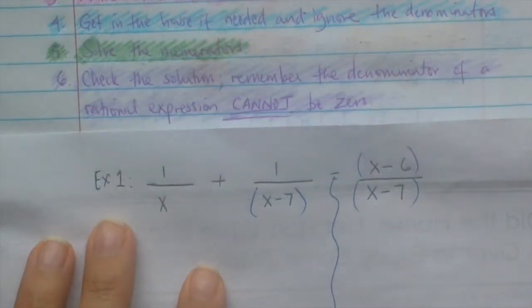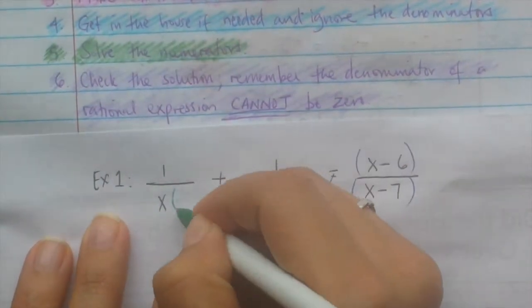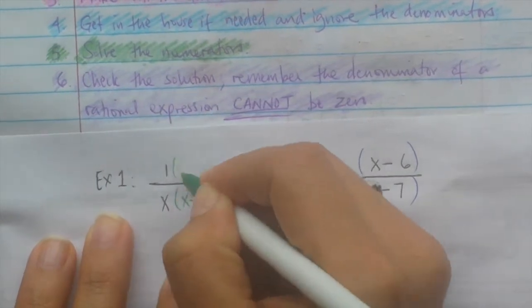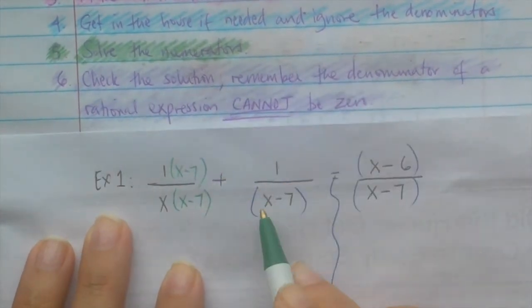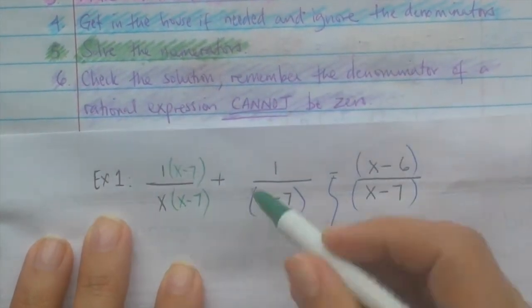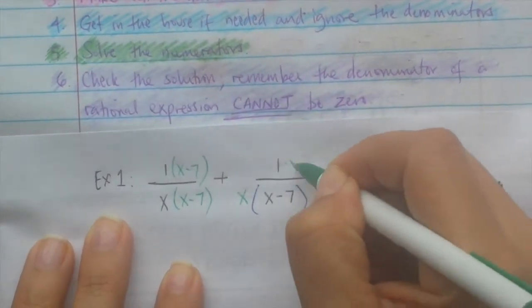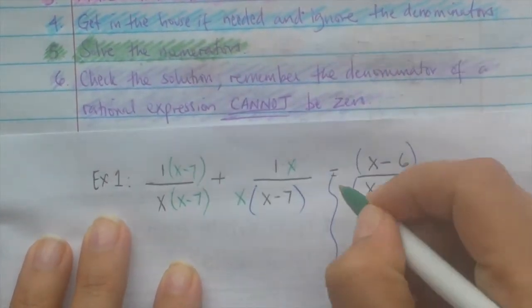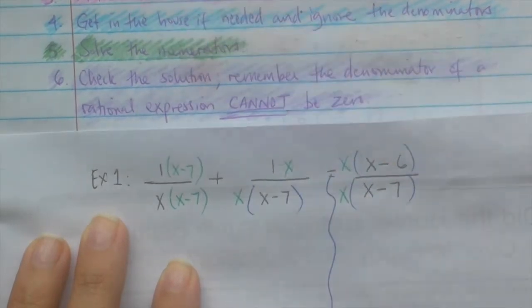Okay, so what do I need? I need x minus 7 on this first one. So if I do it to the bottom, I'll do it to the top. On this second one, I need an x, so it can look like that. So an x, if I do it to the bottom, do it to the top. And on this one, I need an x. If I do it to the bottom, do it to the top.